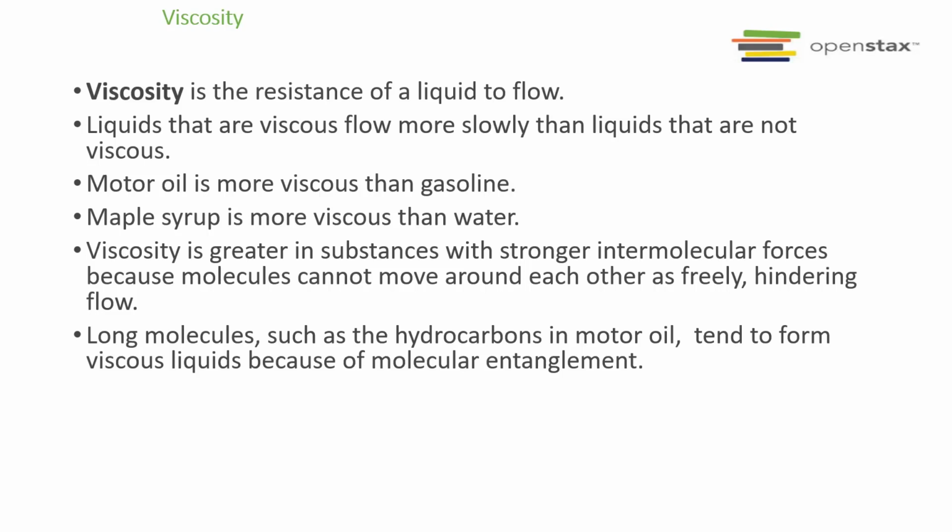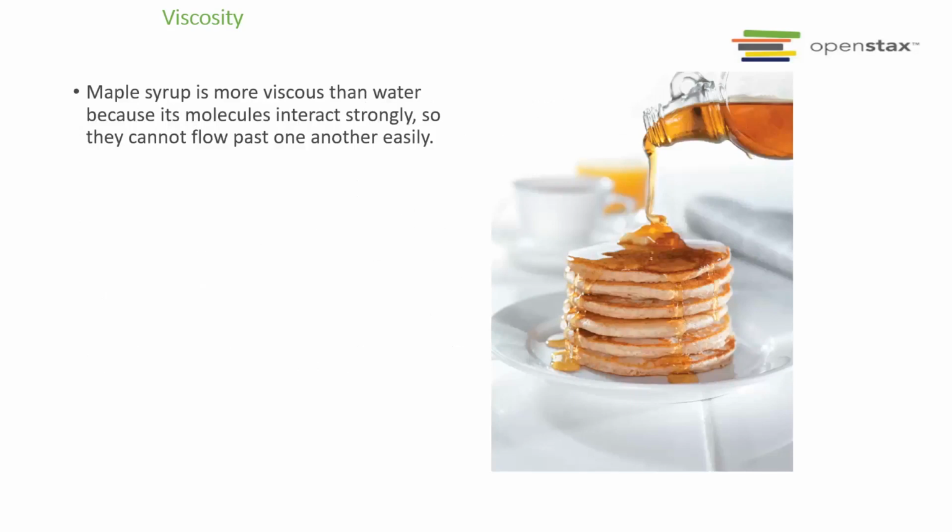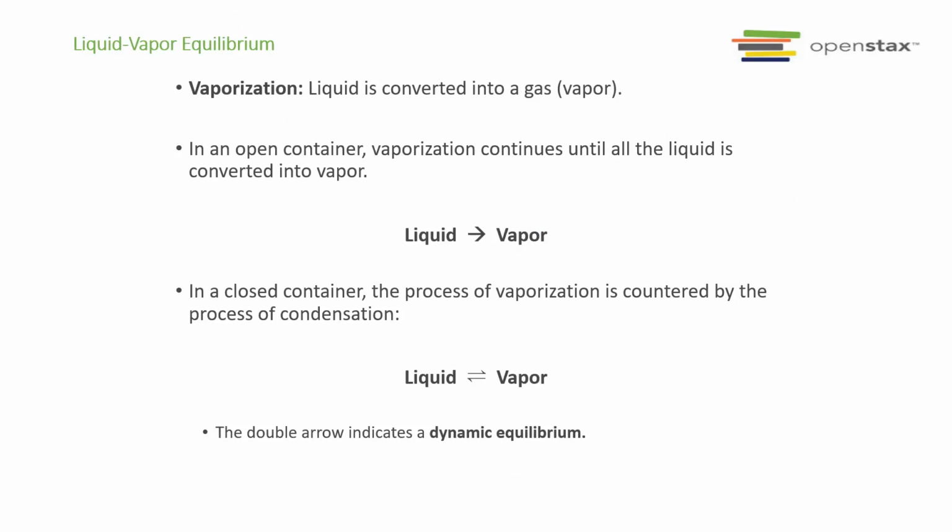Long molecules, such as the hydrocarbons in motor oil, tend to form viscous liquids because of the molecular entanglement. And this just shows maple syrup, how those molecules interact strongly. They have high intermolecular forces, so it flows a lot slower. So related to the topic of liquids, liquids can evaporate and they can condense.